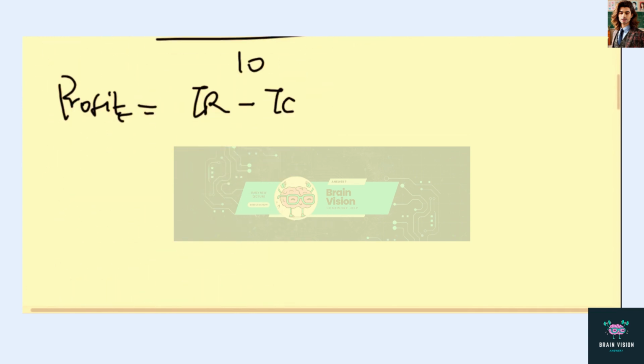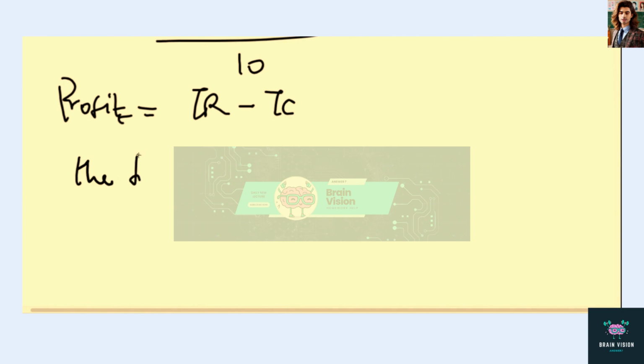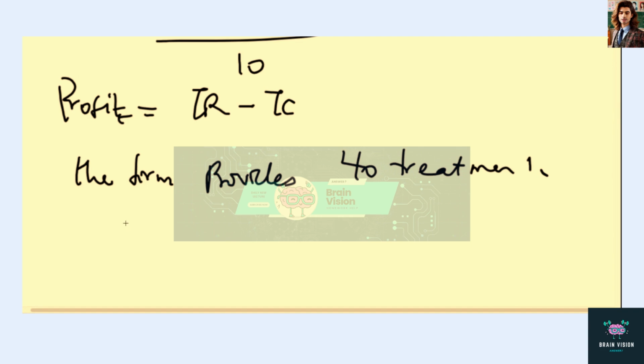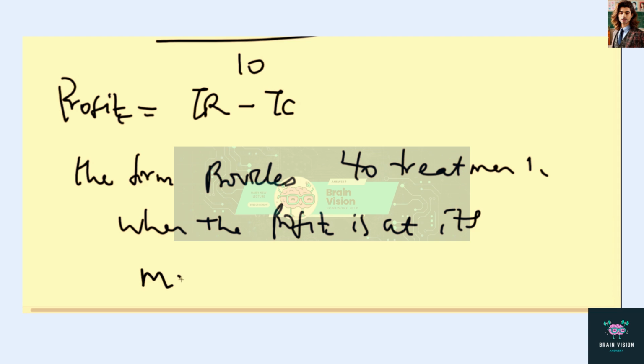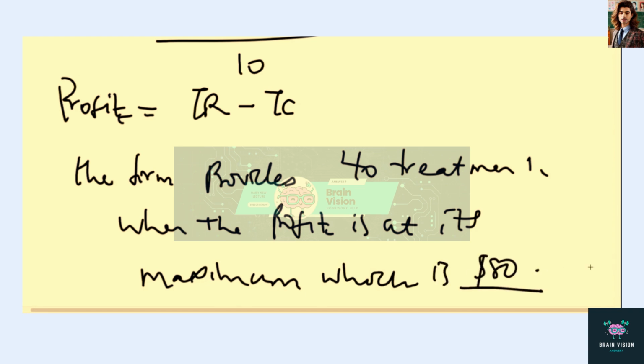So we're going to say the firm provides 40 treatments when the profit is at its maximum, which is $80. And that's the answer to that question.